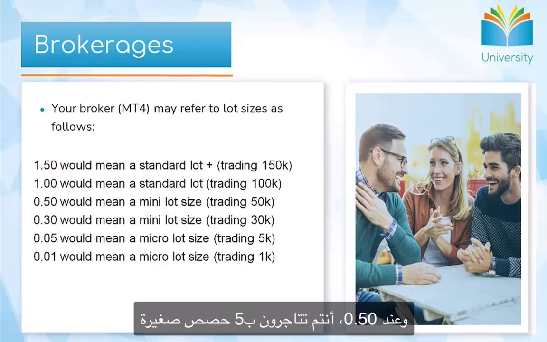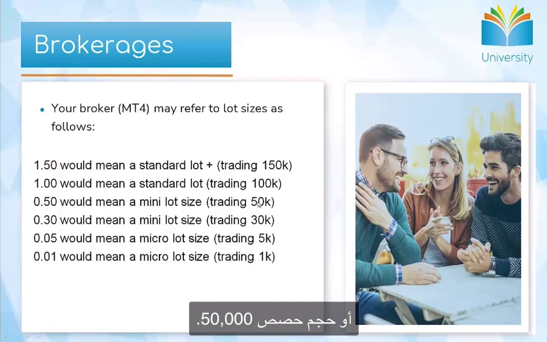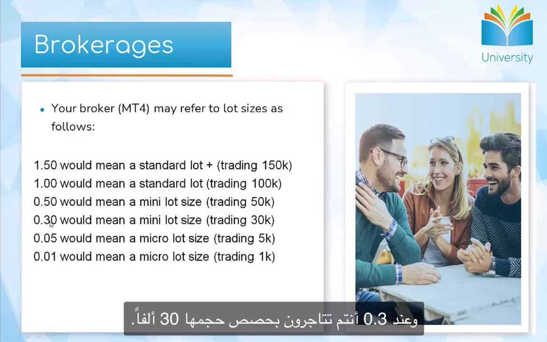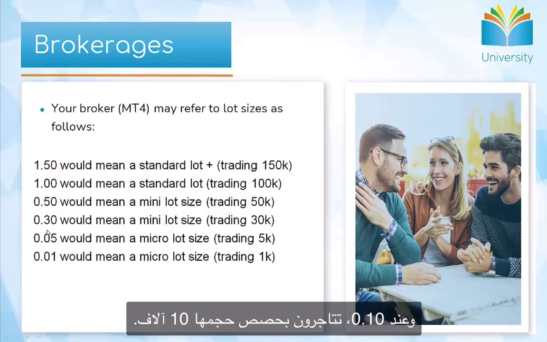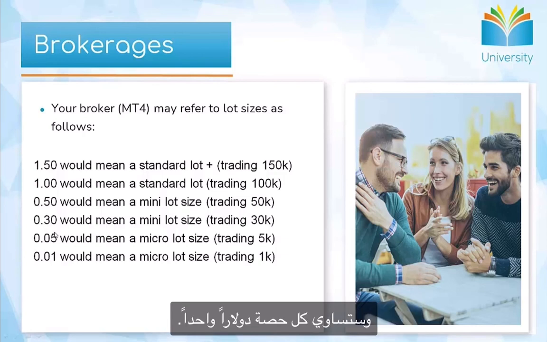At 0.50, you're trading 5 mini lots or a 50,000 position size. Every pip would be worth about $5 of value to you. At 0.30, you're trading a 30K position size. Every pip would be worth about $3 of value. At 0.10, you're trading a 10,000 position size. Every pip would be worth about $1.